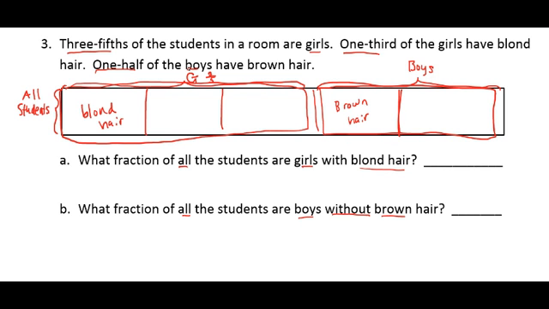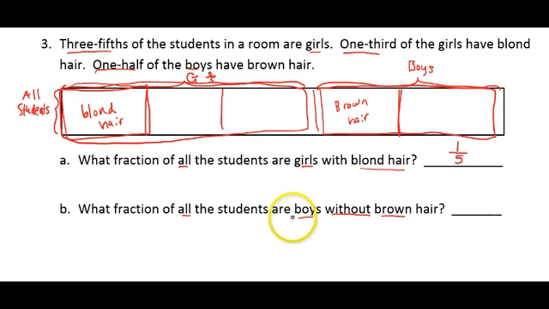Now let's look at our questions. What fraction of all the students are girls with blonde hair? Well, this one piece represents the girls with blonde hair. It's 1 out of the 5 sections. So that would be 1/5. 1/5 of all the students are girls with blonde hair.